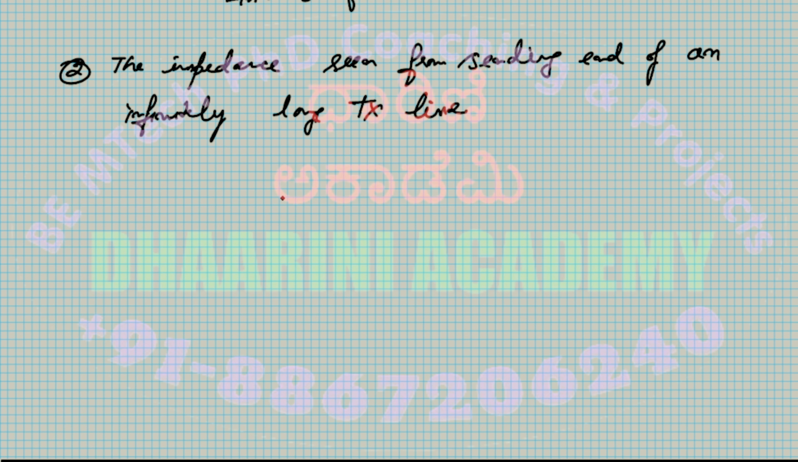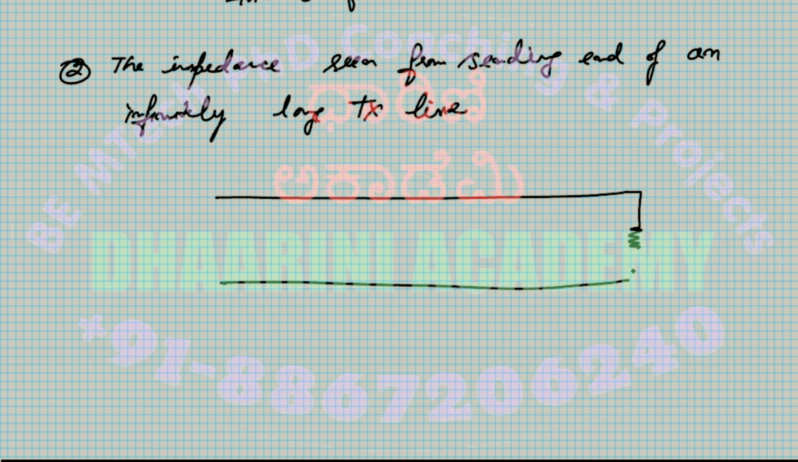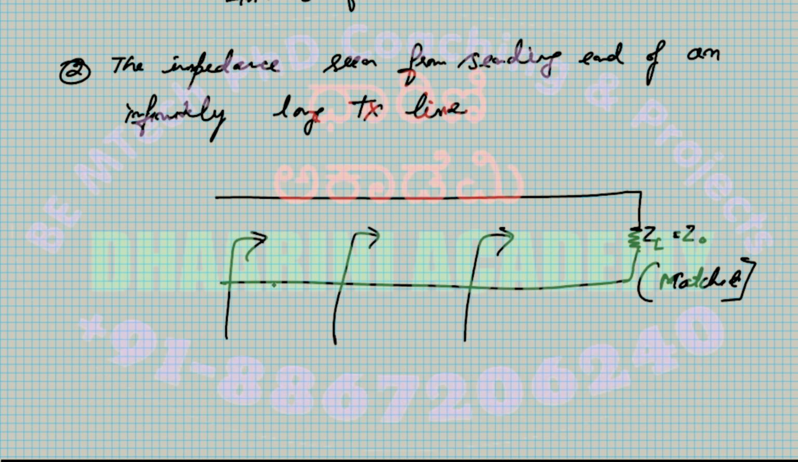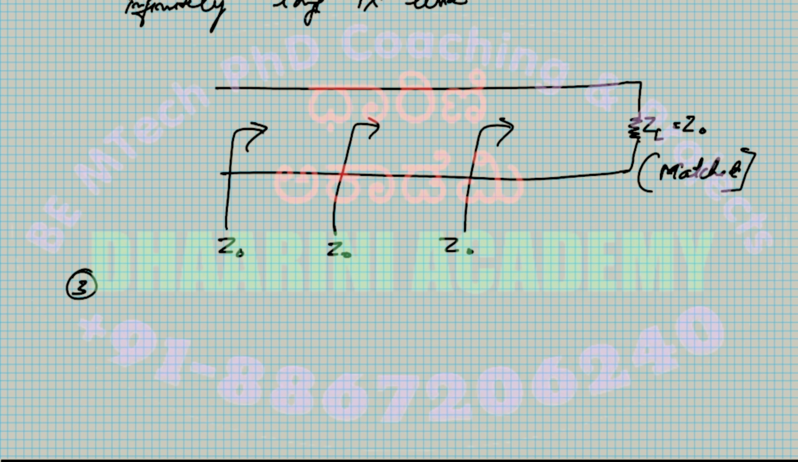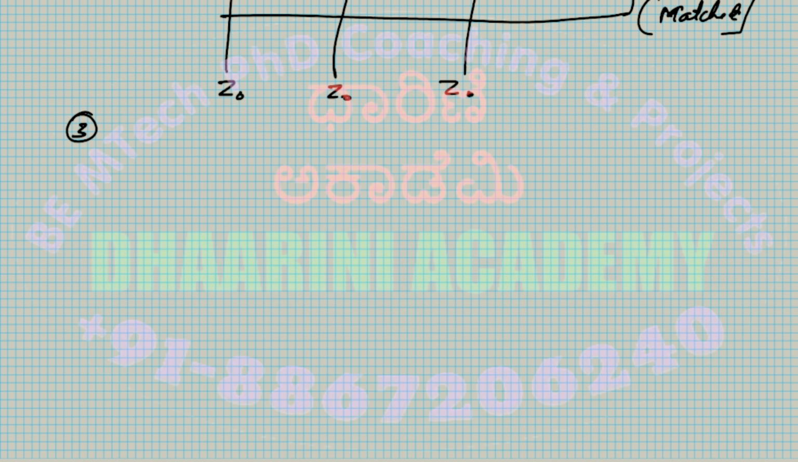So let me say this is the transmission line, right? So you see here, I connect a ZL equal to Z naught. Let's say it is perfectly matched. Then anywhere you look inside, you will see the same Z naught everywhere, right? So this is Z naught, this is Z naught, this is Z naught, any point. So that's the most important meaning of the Z naught of the line, right?